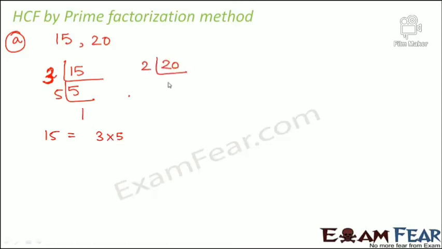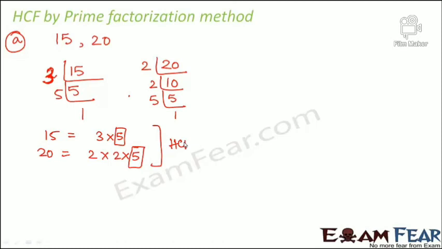Let us perform prime factorization of 20. So 2 into 10, then 2 5s are 10 and then 5 1s are 5. So 20 can be written as 2 into 2 into 5. So you have prime factorized both the numbers. Now looking at these two numbers, do you see something in common? 5 is common, right? So this means that the highest common factor of these two numbers is 5.